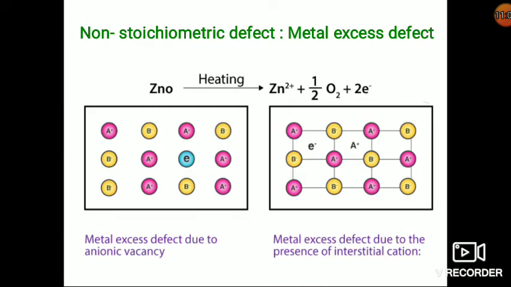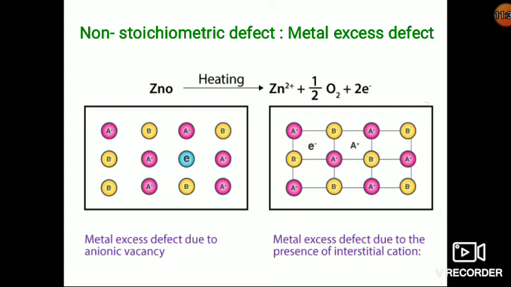Next we'll see two categories of non-stoichiometric defect. One is metal excess defect, another one is metal deficient defect. Now in metal excess defect again we get two types. This part is a bit important. First category is metal excess defect due to anionic vacancy, and the second one is metal excess defect due to the presence of interstitial cation. Let's understand the first one.